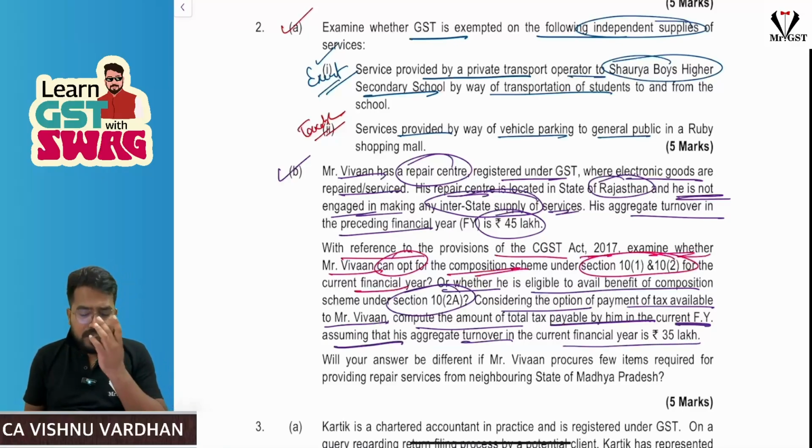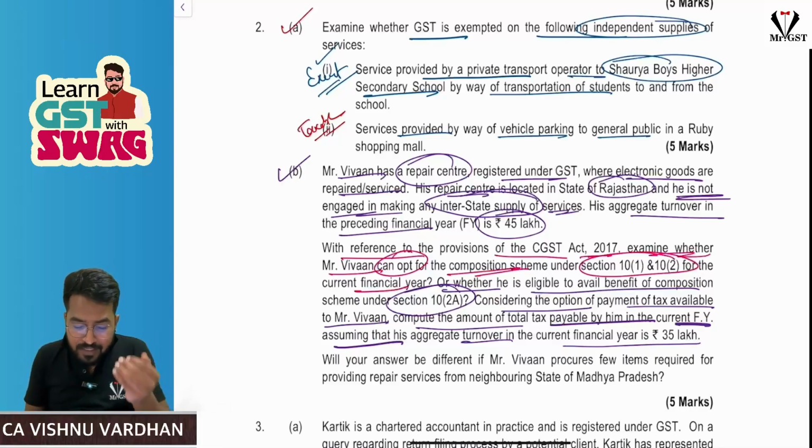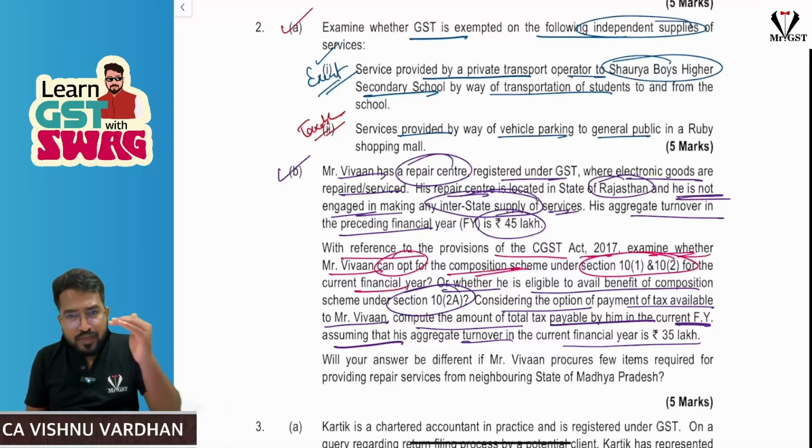Now, if you understand, section 10(1) and (2) are available only for people dealing with goods and restaurant service providers. He is doing the repairs of electronic goods. He is an other service provider. For him, 10(1) and (2) is not available. So for that, you give the reasoning.